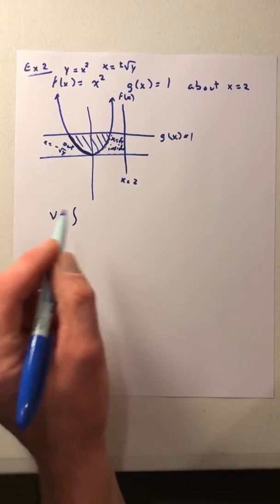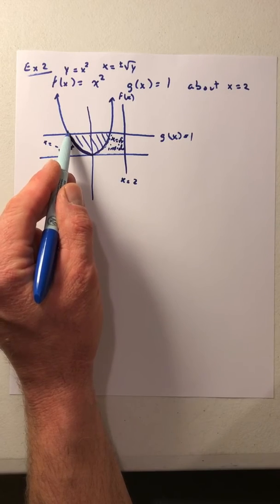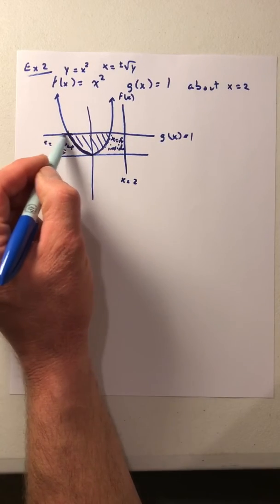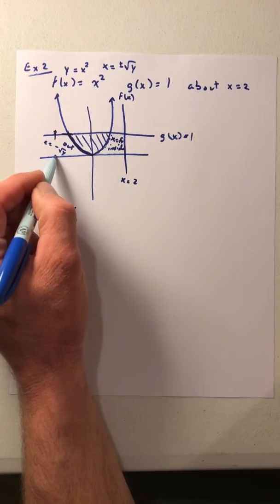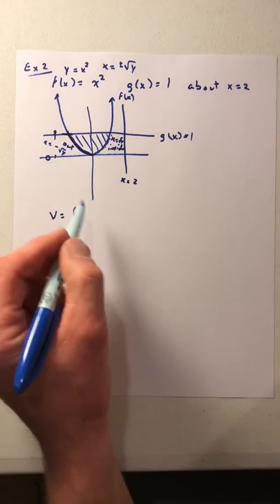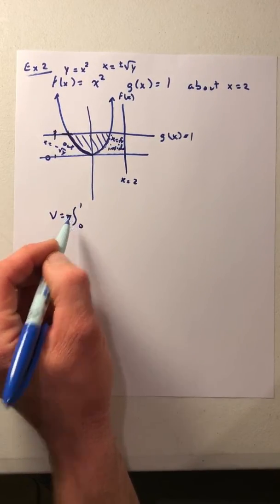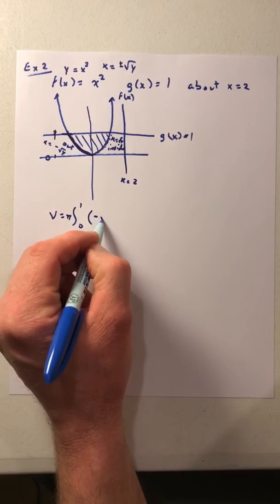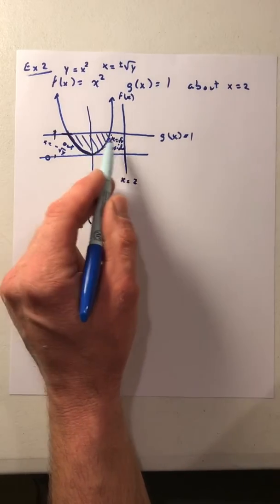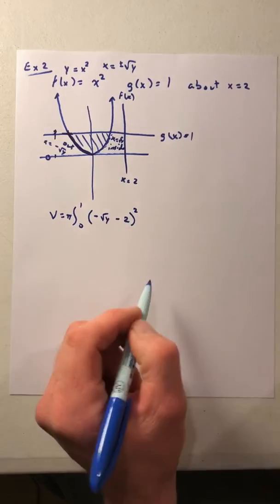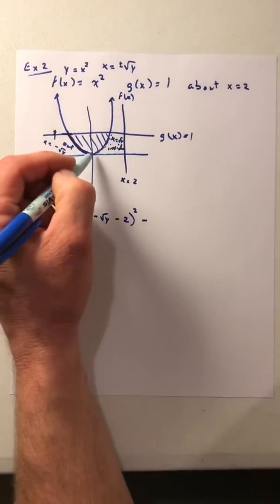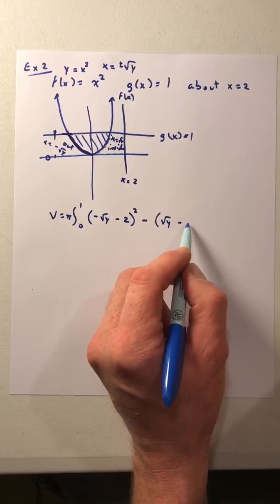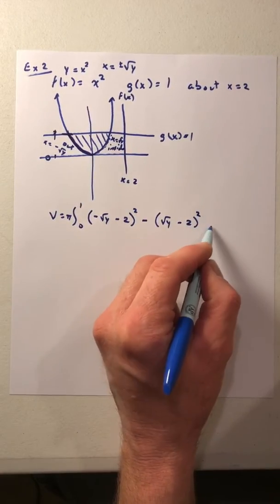However, our volume is going to equal what is this point here. Well, if we go around y equals, we know this point here is 1 and this point here is 0. So we're going to take the integration, or pi times the integration from 0 to 1 of my outside curve, which is negative square root of y, minus the axis of revolution, so minus 2 squared. And from that, we're going to subtract the positive version of this, which is the square root of y minus 2 squared dy.